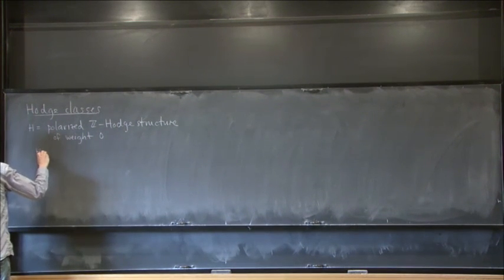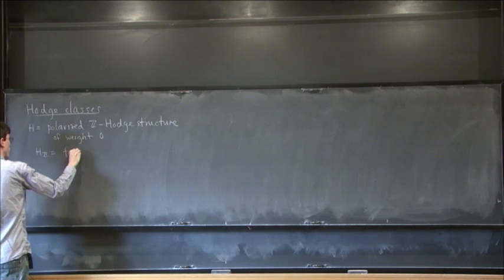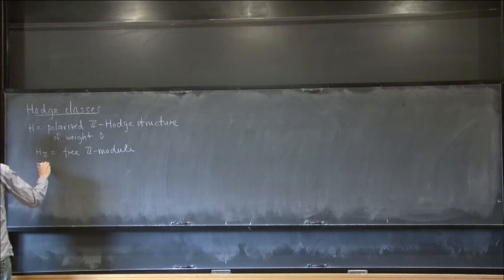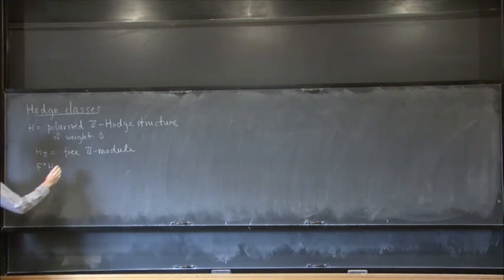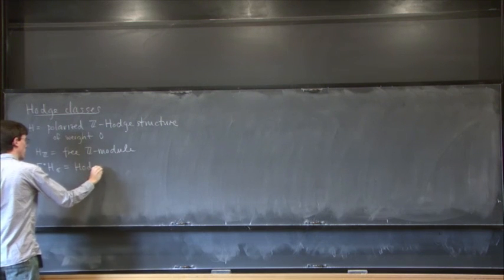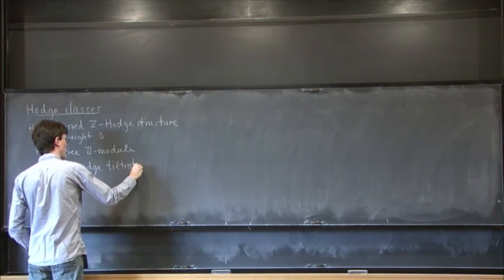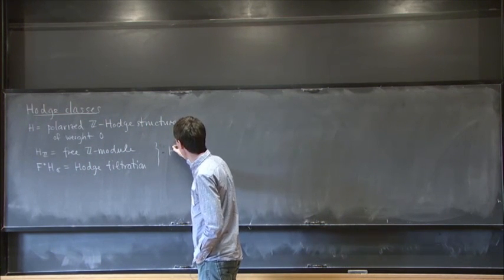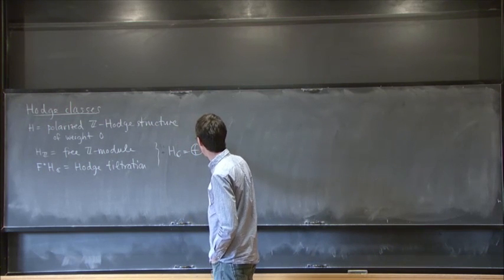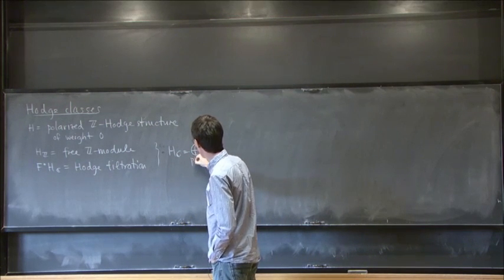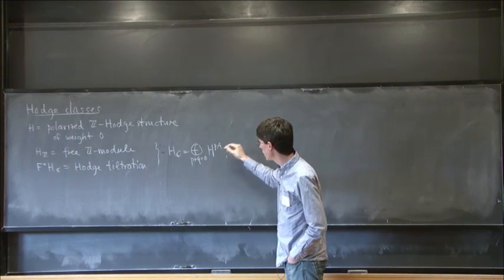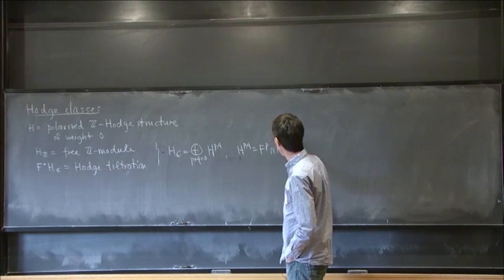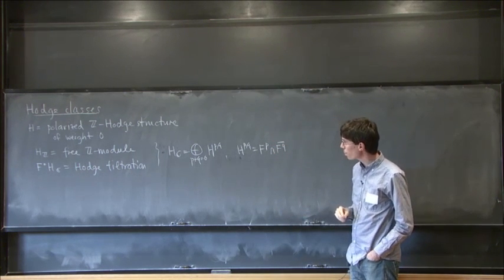And I will denote by H_Z the underlying free Z-module. And then I have the Hodge filtration on the corresponding vector space. So this is the Hodge filtration. To say it's a Hodge structure, of course, means that the vector space is decomposed as the sum of subspaces H^{p,q}, p plus q equals 0, and H^{p,q} is obtained by intersecting the subspace F^p and the subspace F^q conjugate.